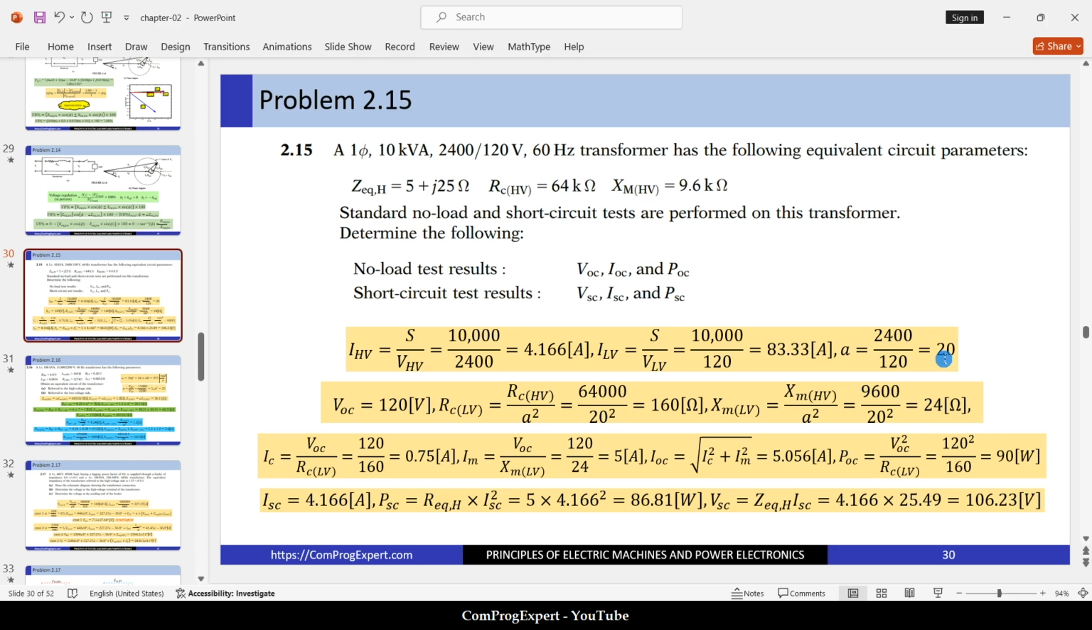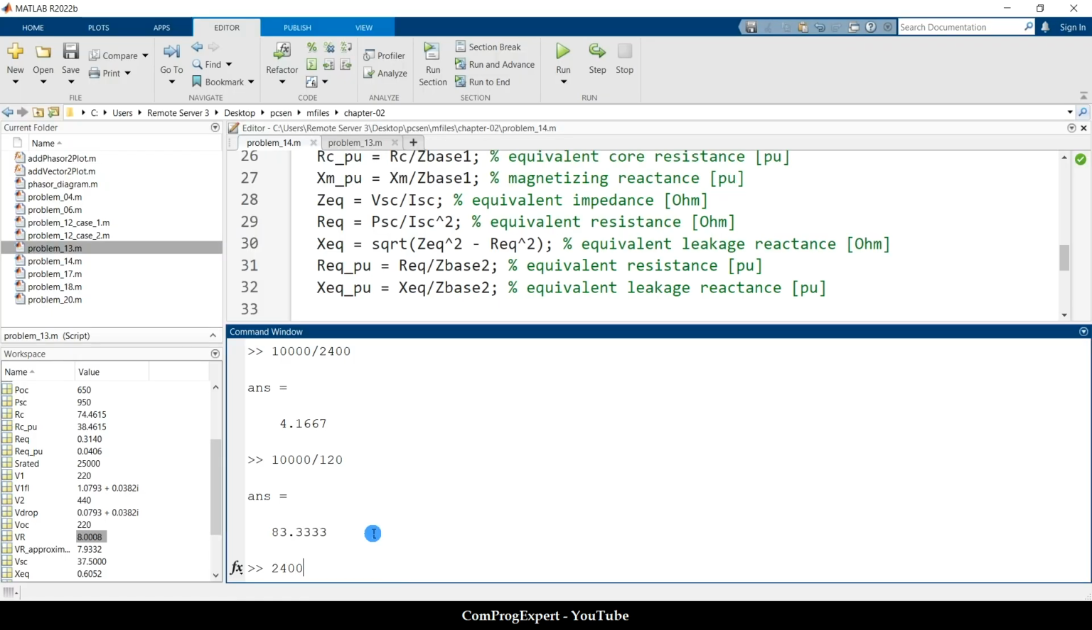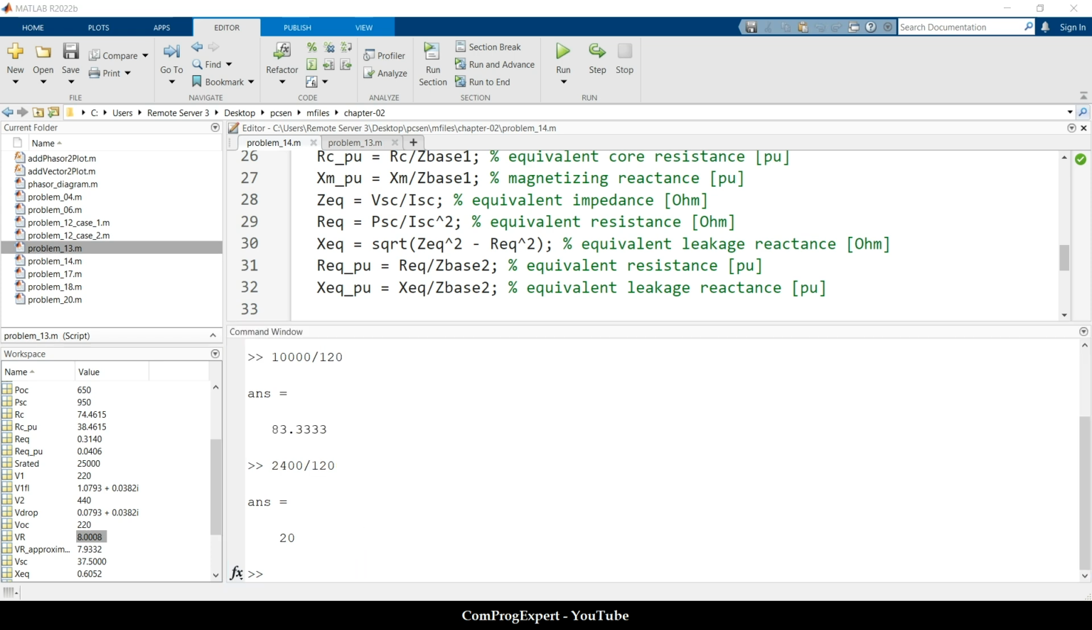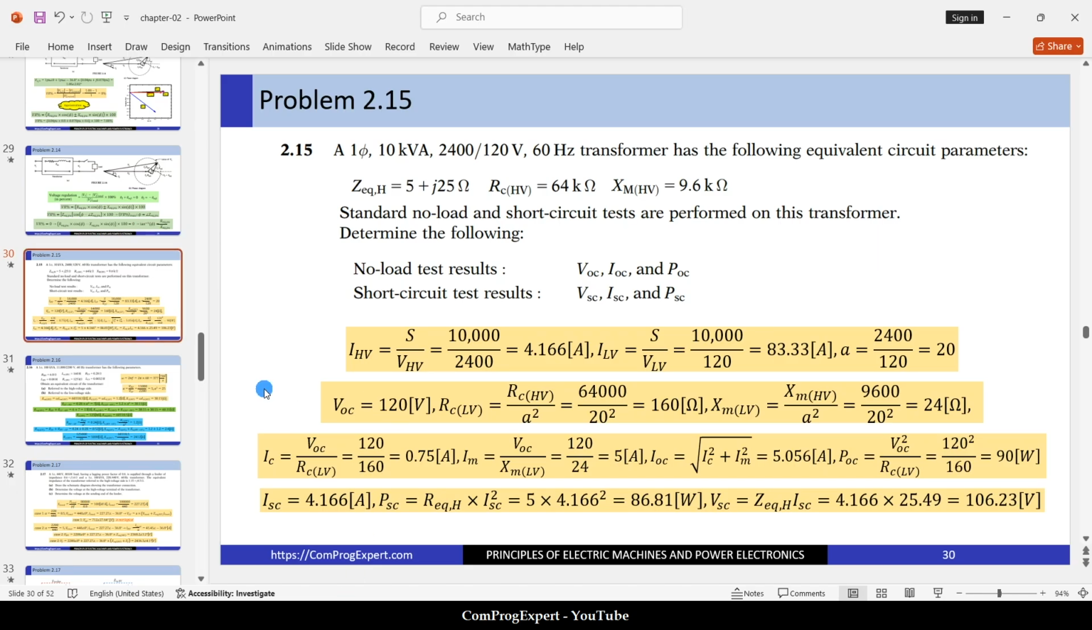As you can see here, we have a turns ratio that is equal to 20. Okay. So how can we calculate the value of the current in the open circuit test? The voltage of the open circuit test is equal to 120 because the test is standard. We apply the rated voltage to the low voltage side. The high voltage side is open, similar to the previous problems that we had.